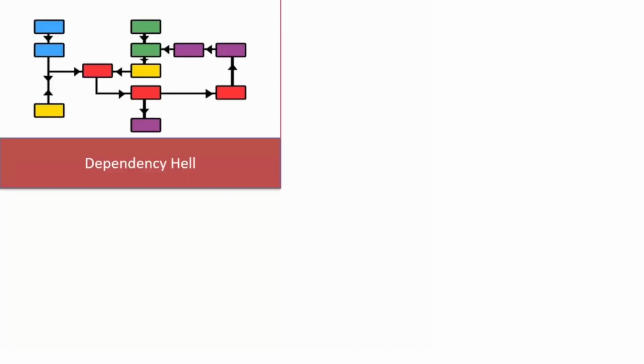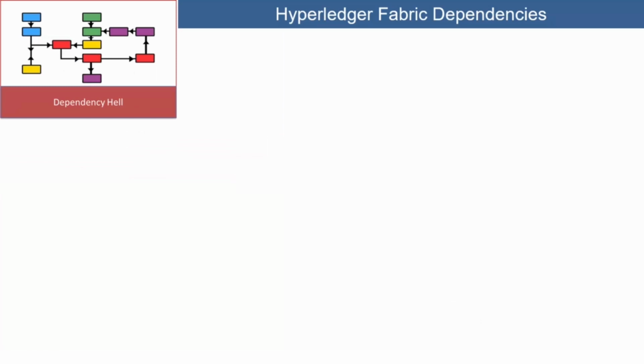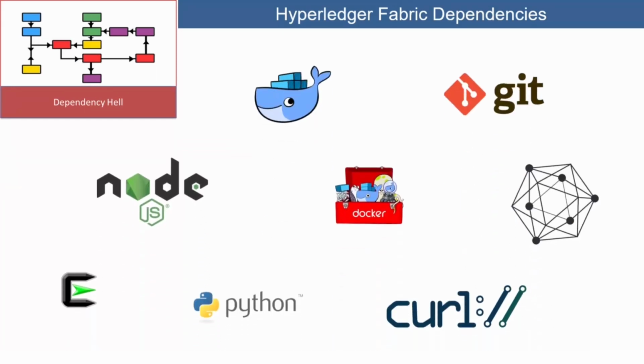Let's start with this term, dependency hell. Dependency hell refers to a frustrating experience that software developers have to go through when they are installing software that has dependency on other software or specific versions of other software. Unfortunately, in its current state, Hyperledger Fabric has a lot of dependencies. Before you can install your Hyperledger Fabric Docker containers, you need to have all of these softwares installed on your machine, which at times can be a challenge.